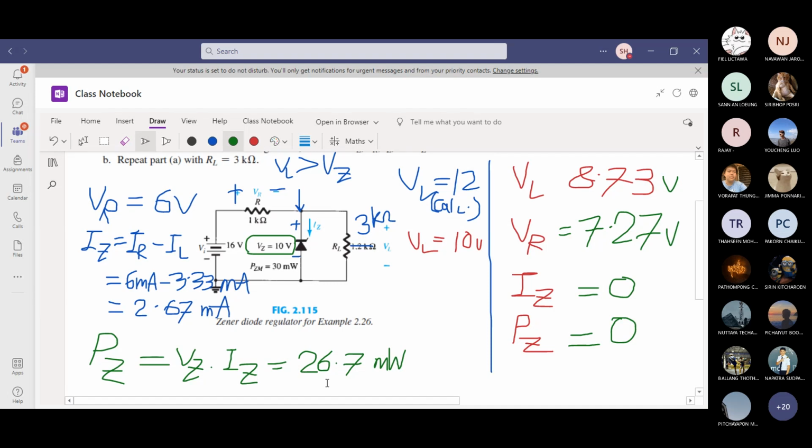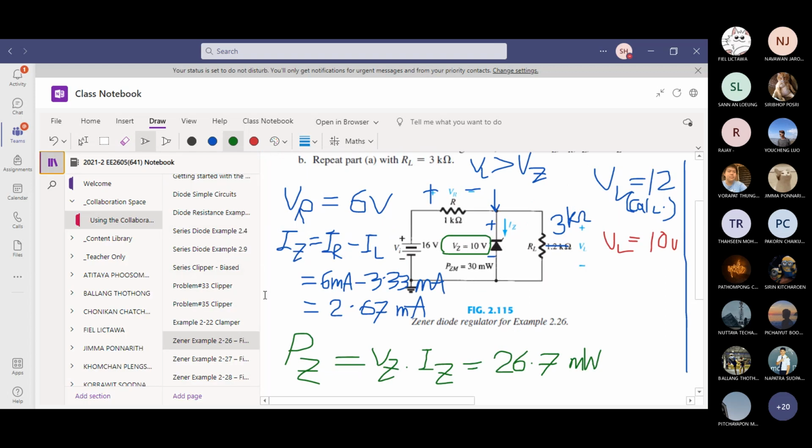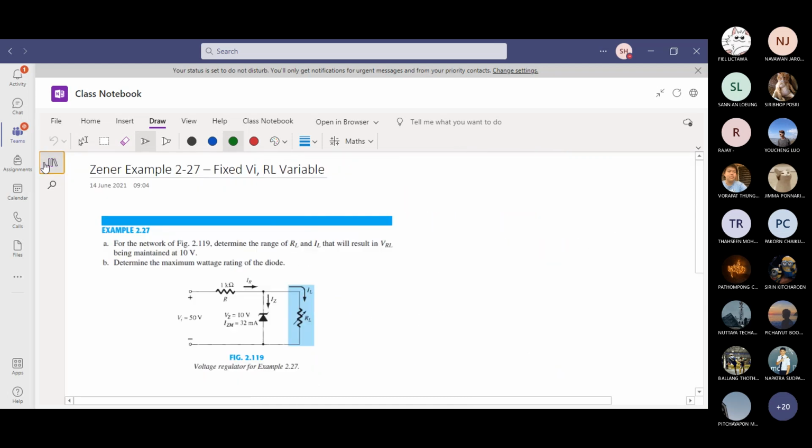The next problem, the workout example that we will be looking at, is a fixed value of input voltage, but the load resistor will be variable. We have already seen the theory on the slide that you need to have the RL in between a range. There's a minimum RL and then there's a maximum RL. You cannot go beyond this range. With minimum RL, you have maximum load current. With the maximum RL, you have minimum load current, which we will see in the next example now.